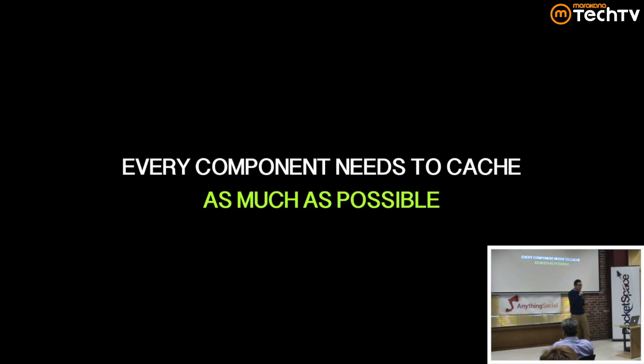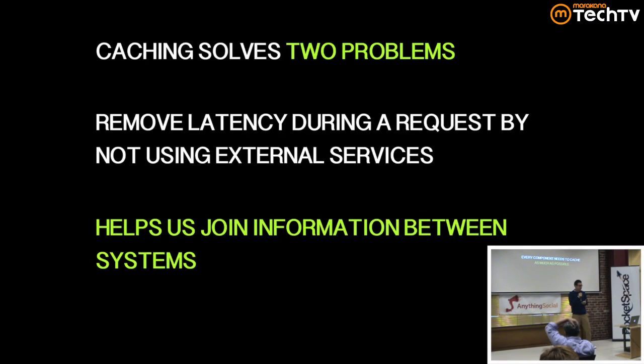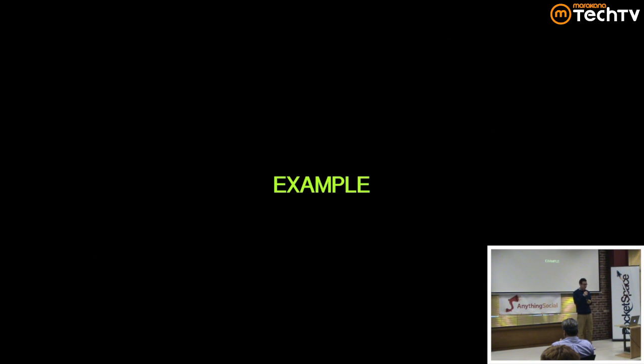In all these cases, you will update the cache when you receive messages indicating that the resource has been updated. So right now we just solved two problems. First, we removed the latency during a request by not using external services. And we're now able to easily join information between many systems because, for example, if we use a relational database, we can continue using SQL joins.